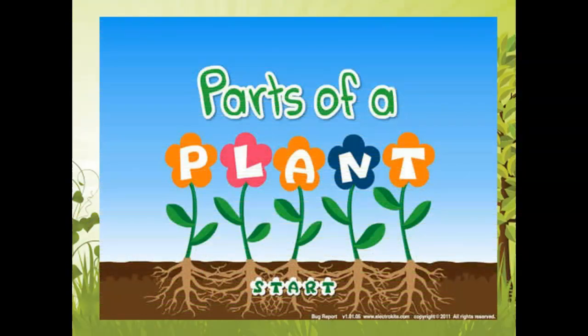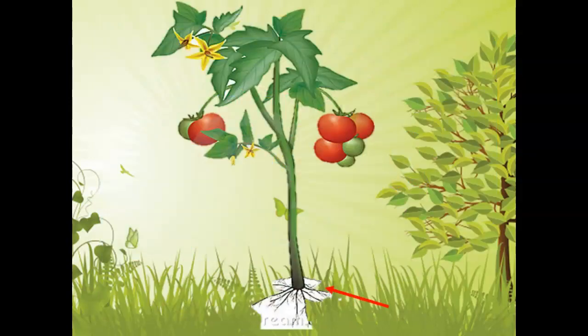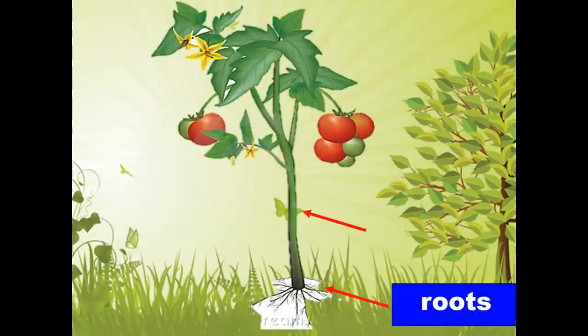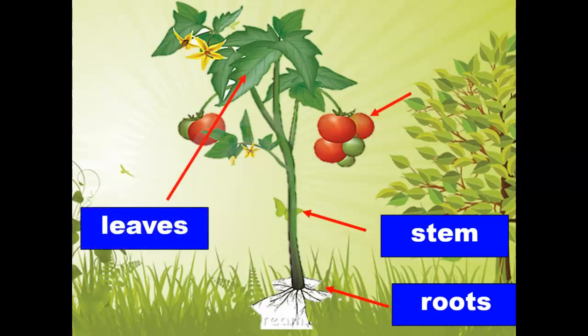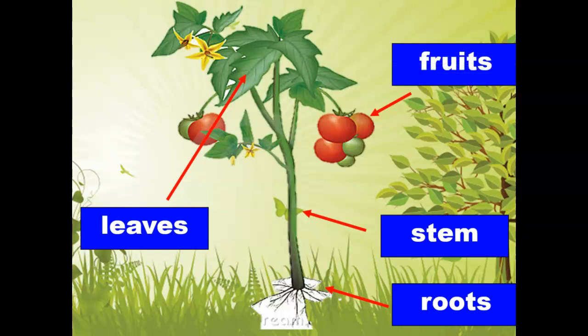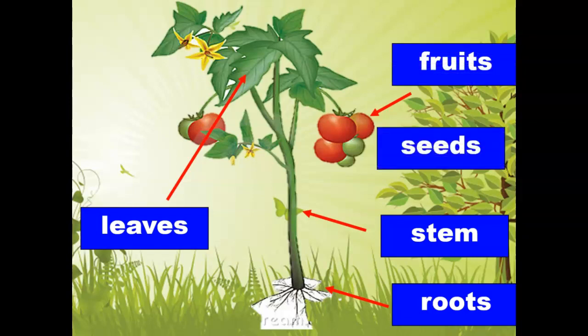Let's review our past lesson about the different parts of the plant. The different parts of the plant are roots, stem, leaves, fruits. Inside the fruits, we have seeds. And last but not the least, flower.